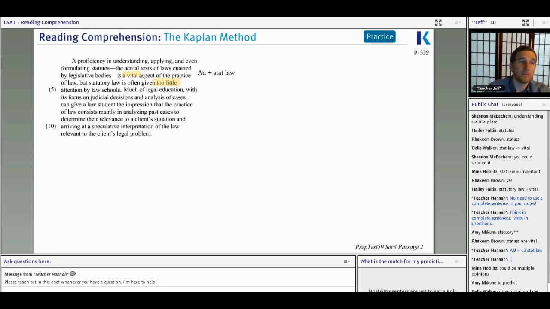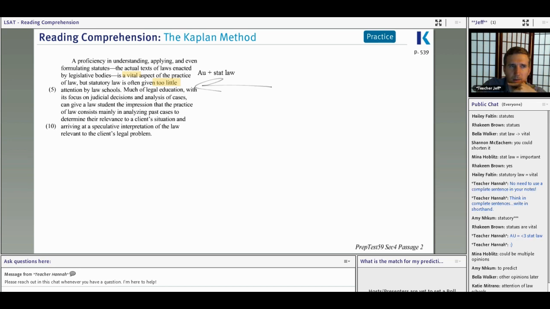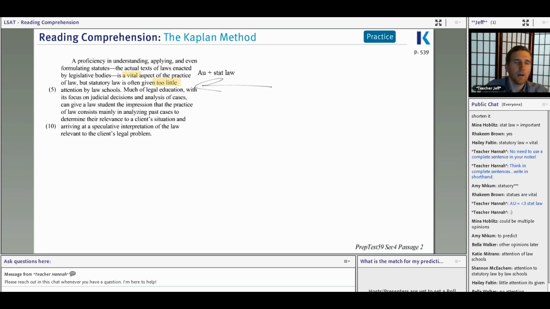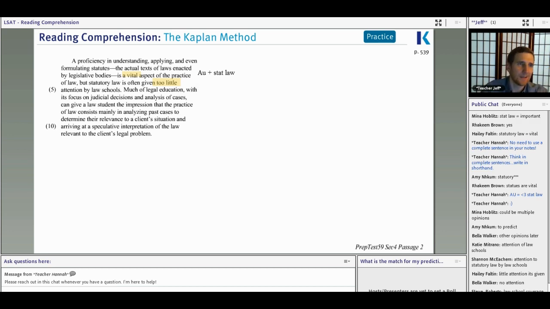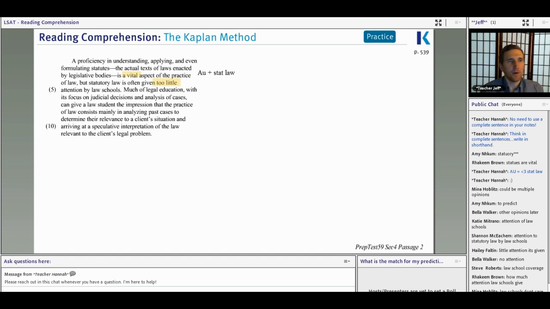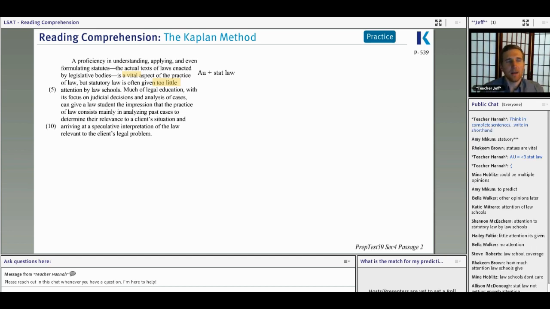Okay, next part is too little. What does the author believe is too little? What is the author not a fan of? Okay, so the author thinks writes. So author believes that law schools are not giving enough attention to statutory law.